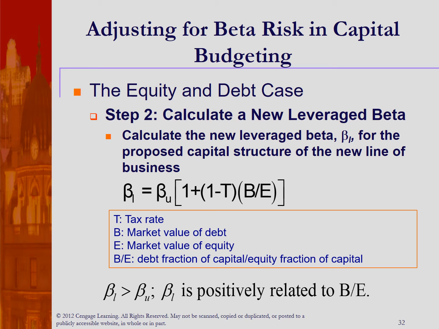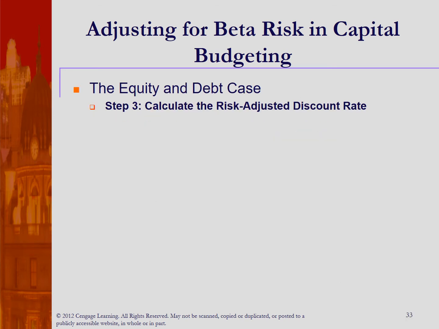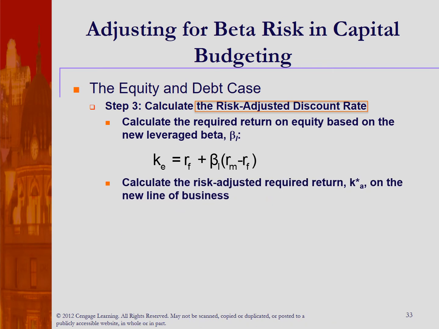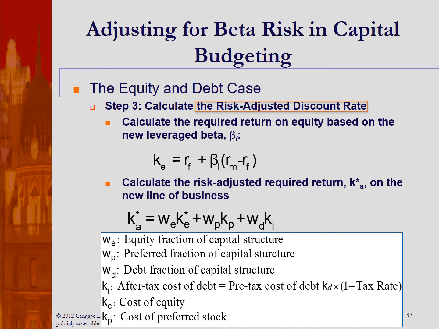debt-to-equity ratio. We can now compute the risk-adjusted discount rate in two steps. First, calculate the required rate of return on equity, that is, the cost of equity, using the new leveraged beta obtained in the second step through the security market line. The formula for the security market line is given here. Second, compute the risk-adjusted discount rate as the weighted average of after-tax cost of debt and cost of equity. The formula is given here.